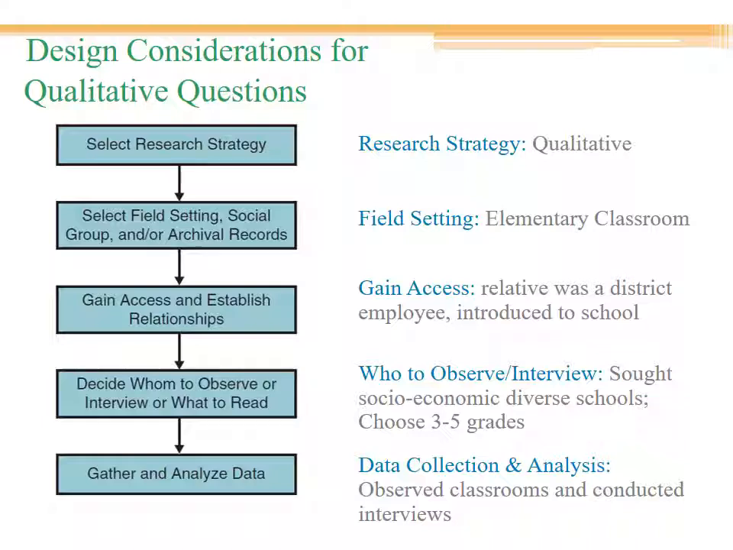Dr. Calarco chose socioeconomically diverse schools because she wanted to study variations in class, so she wanted to make sure that the schools had students who were both working class and middle class. And she chose grades 3 through 5. Lastly, she collected data, so she observed classrooms and conducted interviews.